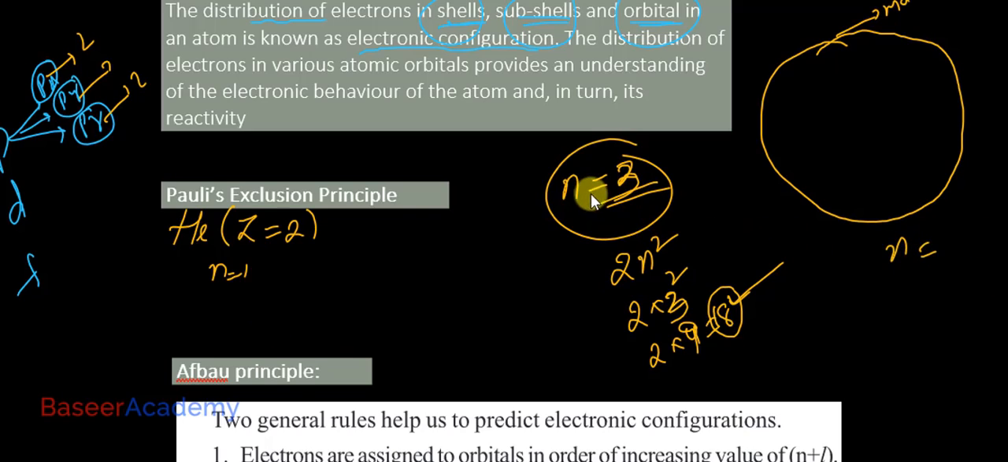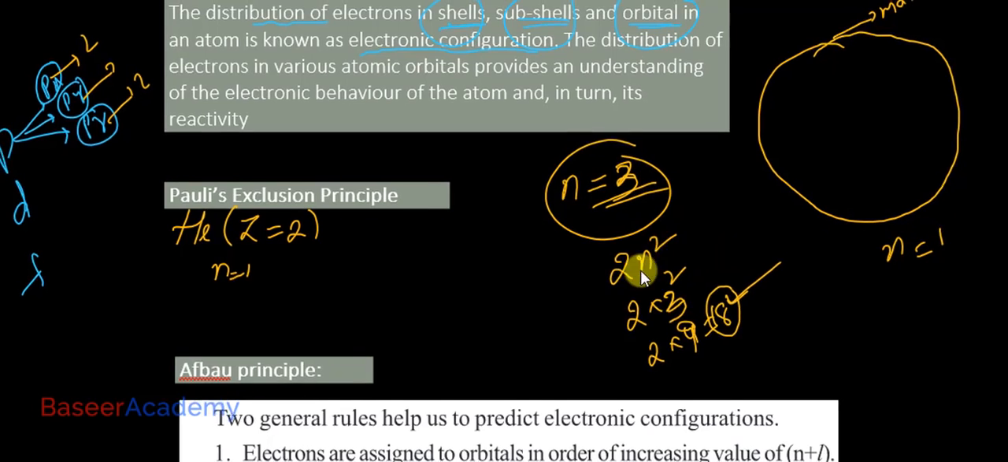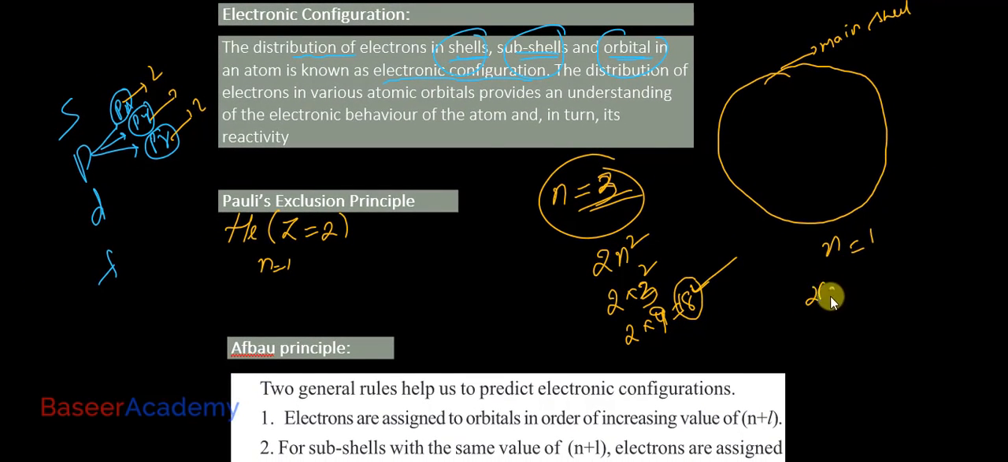Let's say in place of n I substitute 1 here. What does it mean? 1 square is 1, 2 ones are 2. So the first orbit can have 2 electrons, right? So both of the electrons here will occupy the first orbit, because the first orbit can have 2 electrons.